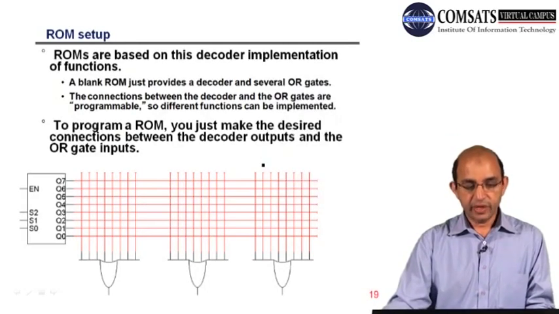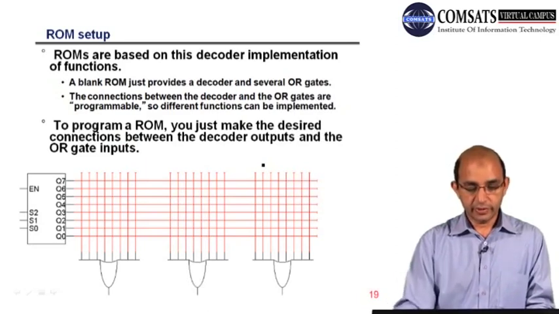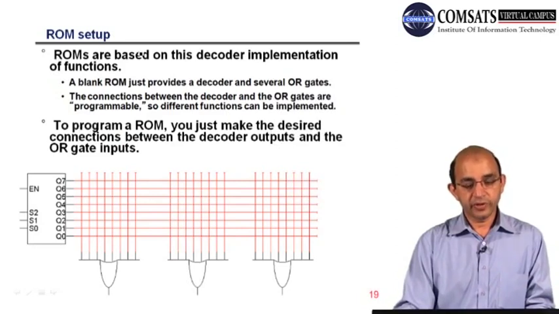So here we have the ROM setup, right? So you can see that actually ROMs are the implementation of decoder functions, right? So here you can see that a blank ROM is just providing a decoder and several OR gates, right? So here we have OR gate, again OR gate, and the connections between decoder and the OR gates are programmable, right? So we will discuss after some slides how.